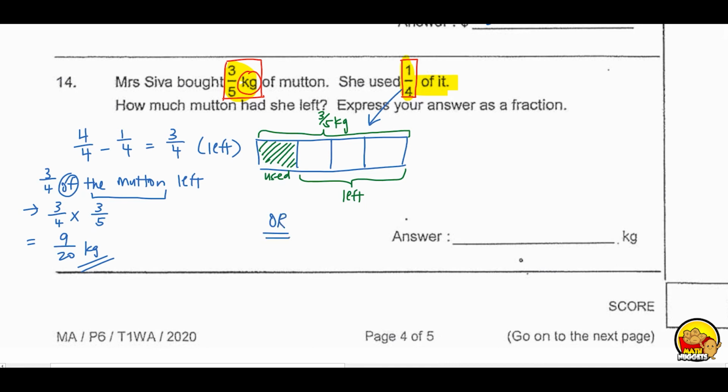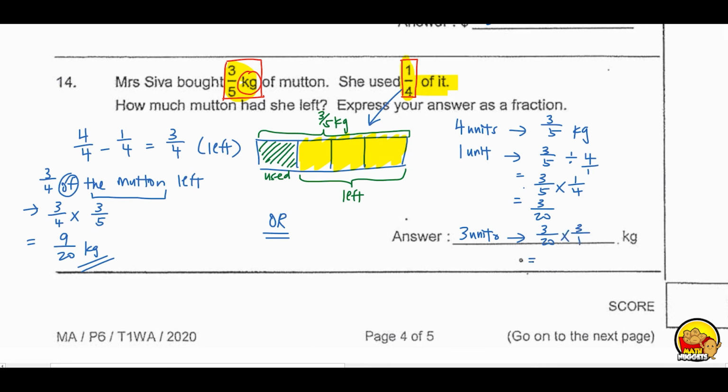Or you can do it the other way. If you're confused this way, you can look at it as 4 units is 3/5 kg. So we're trying to find 1 unit, which is 3/5 divided by 4. Remember KCF, keep, change and flip when you're doing fractions division. So this is 3/5 times 1 out of 4, which gives us 3 out of 20. Now this is only 1 unit. We're trying to find the leftover, which is here, 3 units. So you simply need to multiply this by 3. 3 out of 20 times 3 out of 1, which gives us 9 out of 20 kg. This is the answer, 9 out of 20 kg.